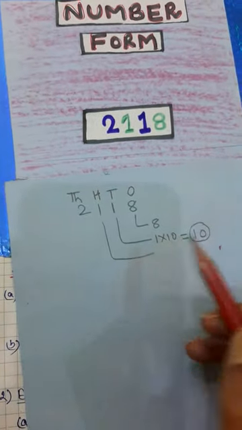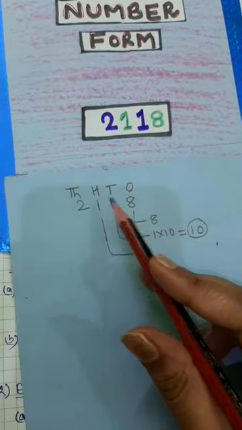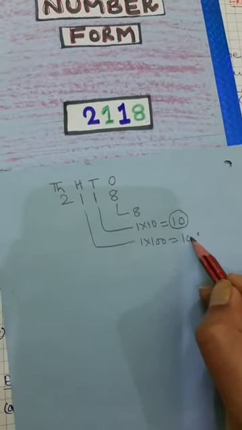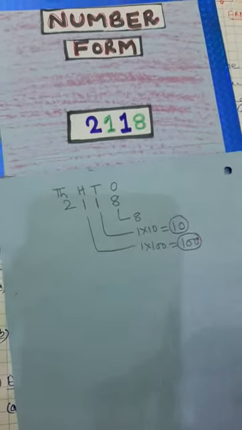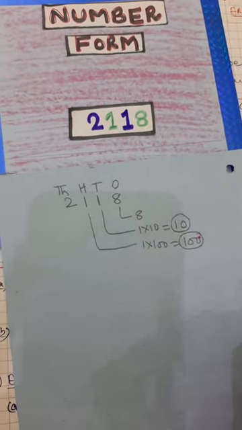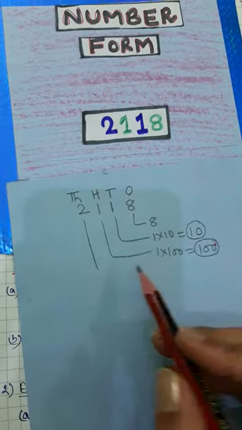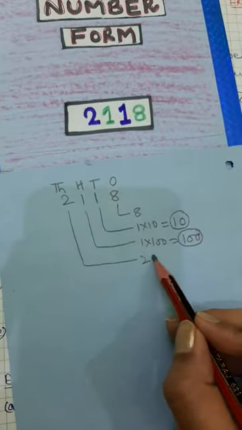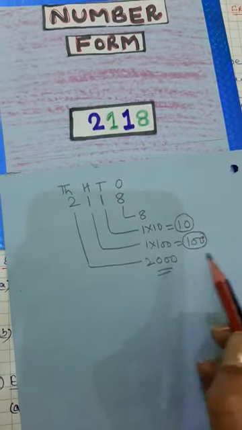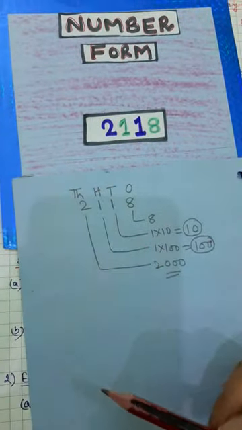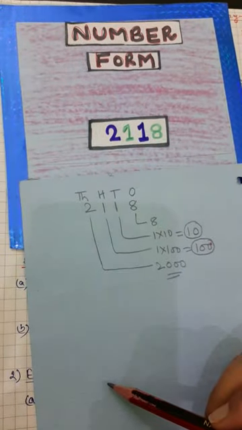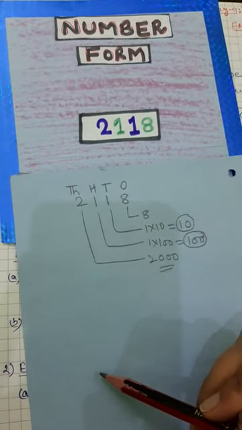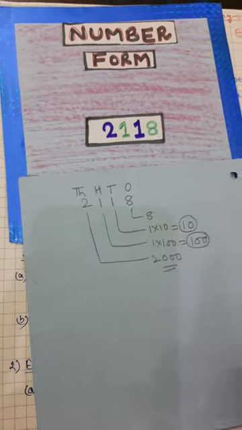So the place value of this 1 at 100 place is 1 multiplied by 100 is equals to 100. And the place value of the digit 2, which is at thousands place, is 2000. How? By multiplying 2 by its place value. Now we have all the place values. So how are we going to arrange it now?